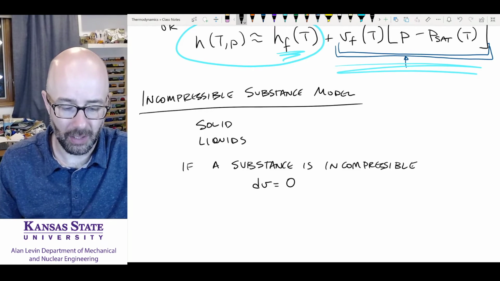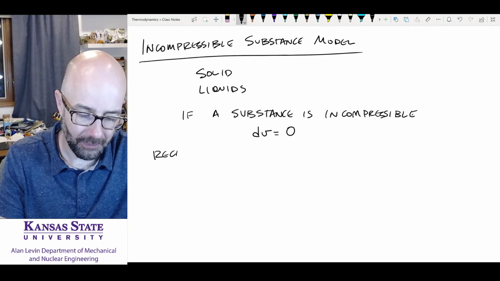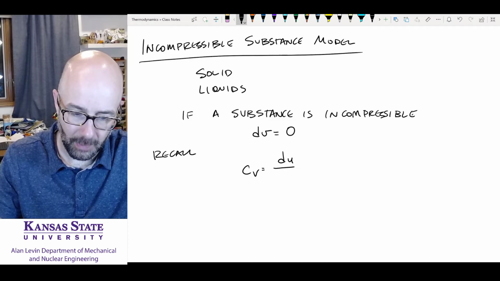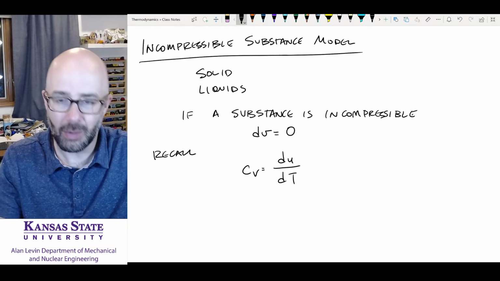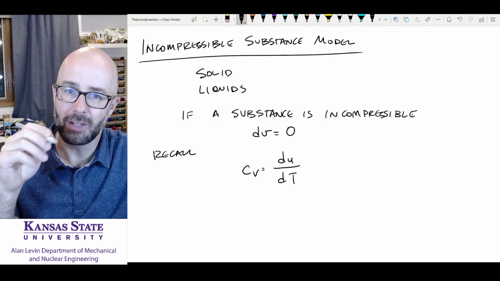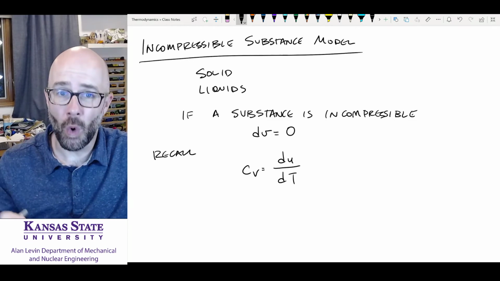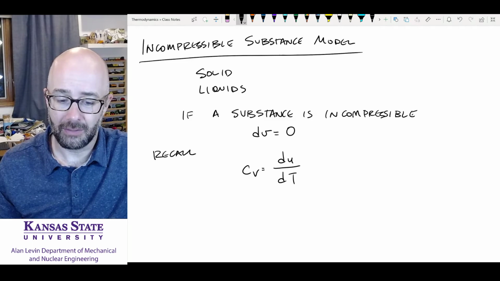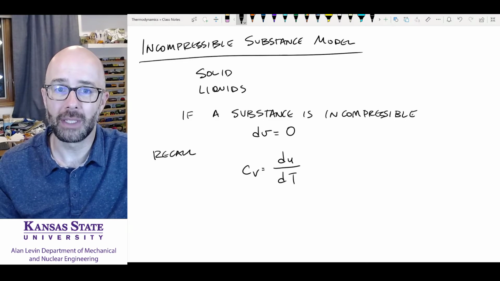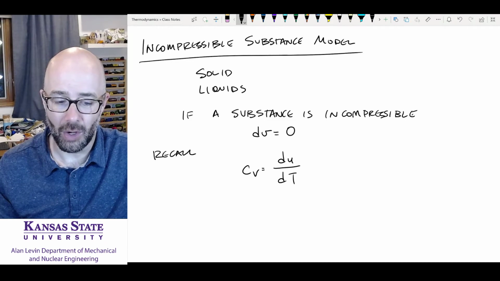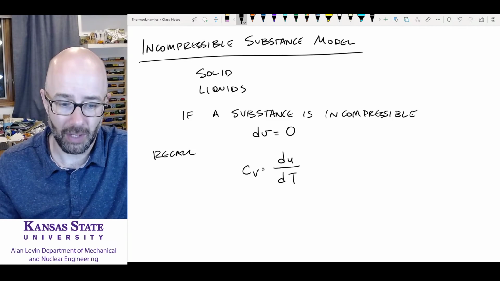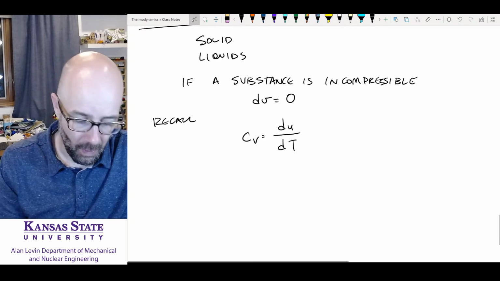Okay, so here's what I want you to do. Let's recall something we talked about earlier today. Recall that C sub V is equal to du over dT. Now look what I've done here. I've changed the partial derivative to an ordinary derivative, because now we're only varying with respect to T. We're not holding volume constant, because volume is not part of the situation. It's incompressible, so we're not worrying about it.